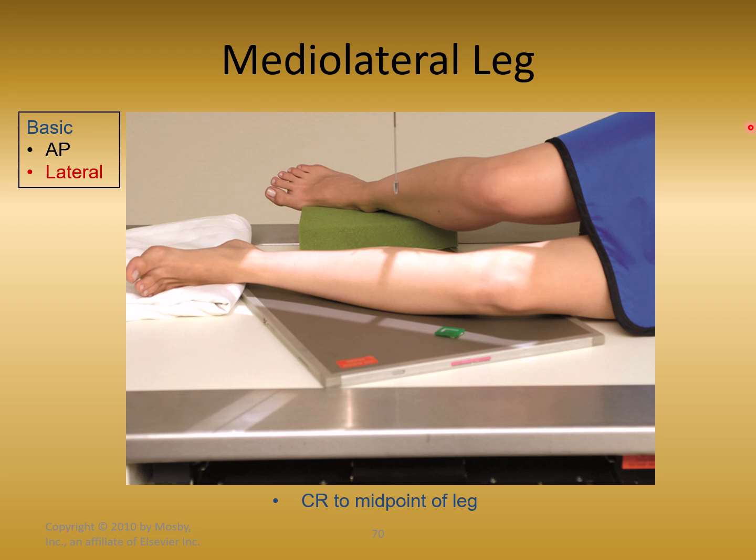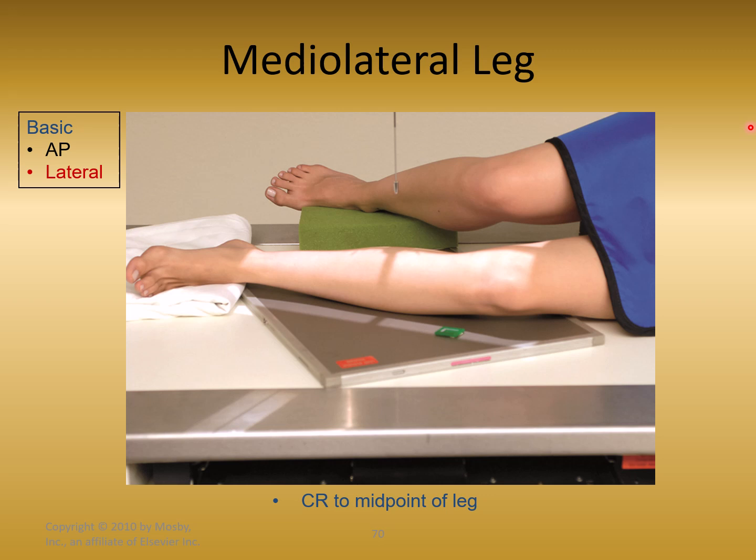Okay, so for the tib fib routine, we're going to use a medial lateral projection, meaning that the lateral side of the leg is going to lay down on the IR. We're going to slightly flex the knee. That helps them to place it in a lateral more comfortably. In some cases, depending on the length of the patient's leg, you can turn the IR so that you go from knee to ankle, corner to corner.